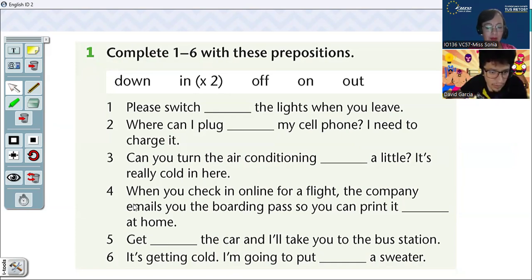Please turn off the lights when you leave. Where can I plug in my cell phone? I need to charge it. Can you turn the air conditioner down a little? It's really cold in here. When you check in online for a flight, the company mails you the boarding pass so you can print it at home.